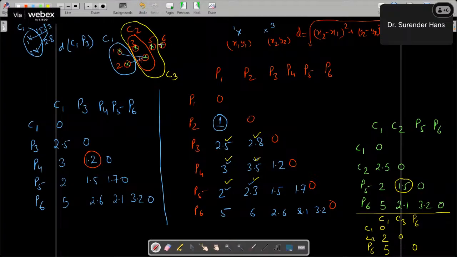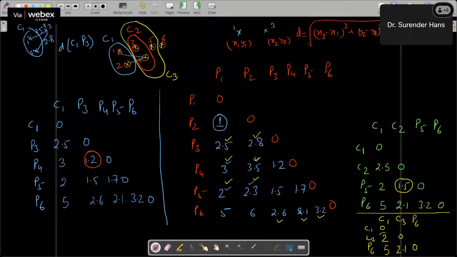So 3 to 6, 5 to 6, 4 to 6. Okay. So 3 to 6, this one 3 to 6, 5 to 6, this one is a 5 to 6, 4 to 6. So this one 4 and this one 5. Okay. Now check the minimum. Minimum value is 2.1. So this will be your 2.1.